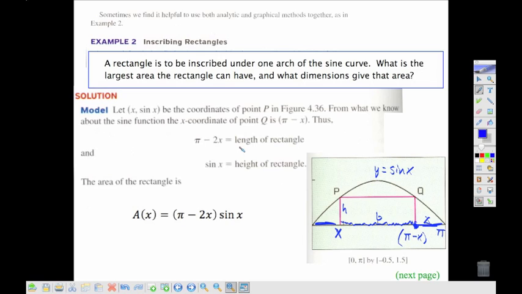Now that's where they're getting the length of the rectangle here as pi minus 2x. Okay, because basically the whole thing is pi. We're taking away this x to get the length of our base. To get the height of this rectangle then, notice it's just going up to the curve, which means whatever our value of x is, it would be y equals sine of x, and so that sine of x is the height of our rectangle. The area of the rectangle then is just pi minus 2x sine x, base times height.